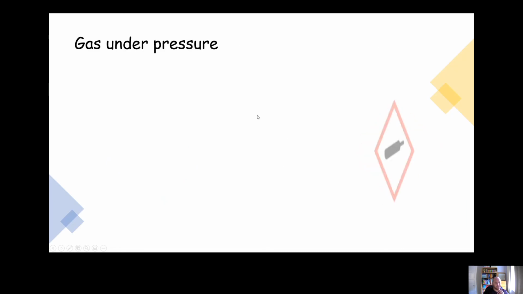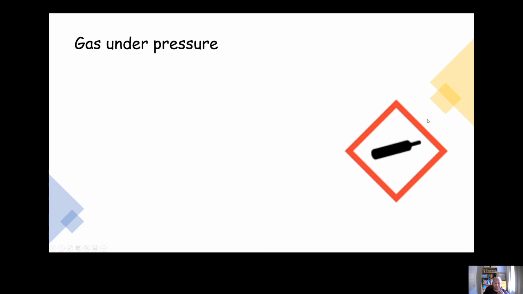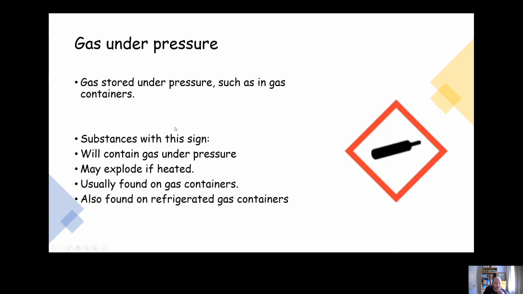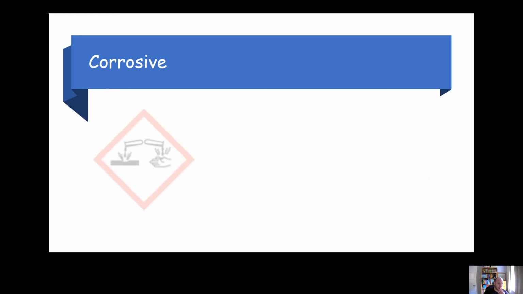Gas under pressure. It's this symbol here. Obviously it looks like a cricket bat, but yeah, it looks like a gas canister. Gas stored under pressure would have this symbol. So like I say, literally just gas under pressure. Any gas that's contained in a bottle under pressure should have this symbol. We'll see it probably on our gas bottles.